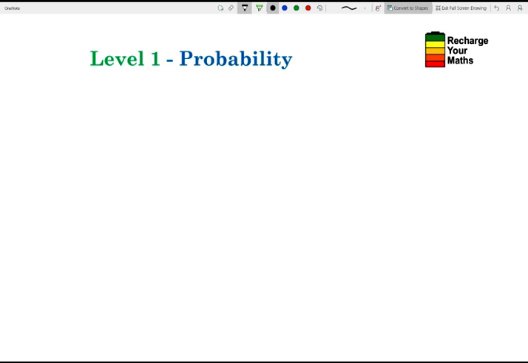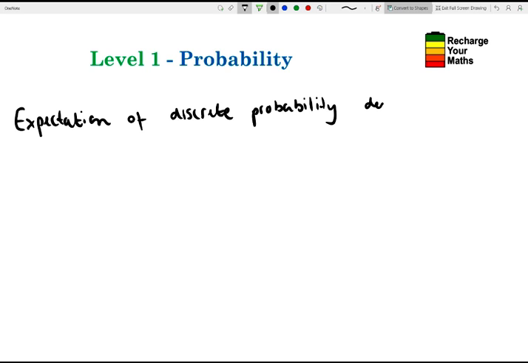Welcome to the Level 1 video on probability. We're going to start off today by talking about the expectation of a discrete probability density function. And I'm going to call it PDF just for short.